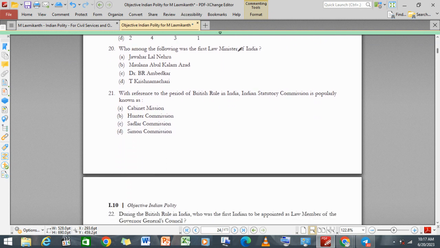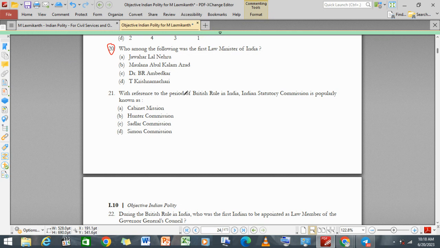Now, who was the first Law Minister of India? I don't know, but I could guess. Jawaharlal Nehru was the PM. Maulana Azad, I'm not sure about it. B.R. Ambedkar was the first law minister. It can be B.R. Ambedkar, though we will look into it. It's a humble guess.